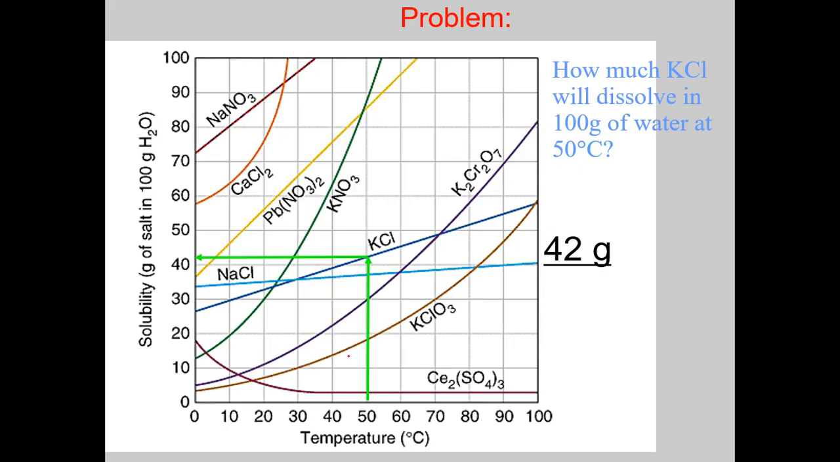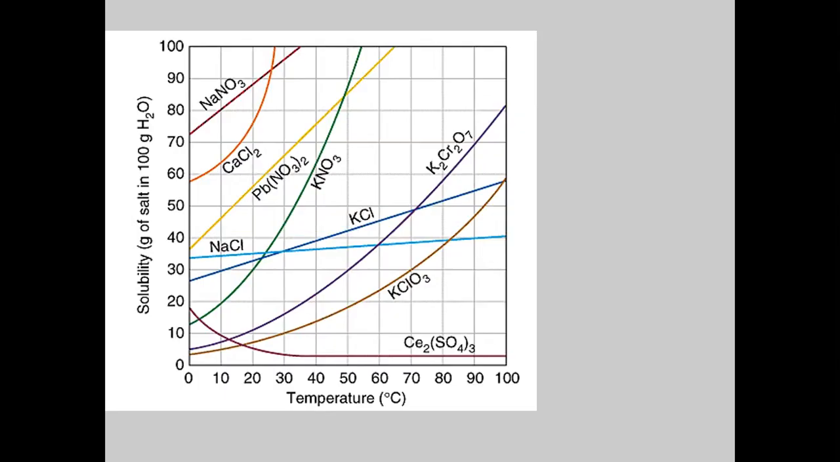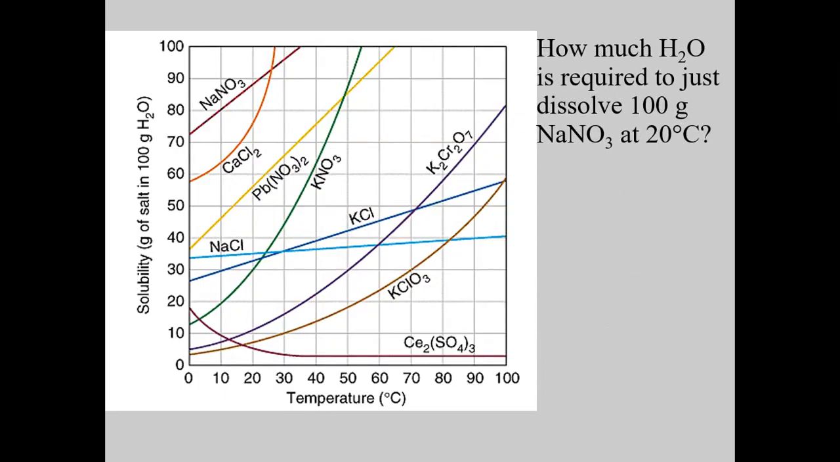So what you have here is going to be a conversion factor. 42 grams of potassium chloride can dissolve in 100 grams of water. We have a conversion factor. Okay, let's use it. Let's try this question. How much water is required to dissolve 100 grams of sodium nitrate at 20 degrees Celsius?